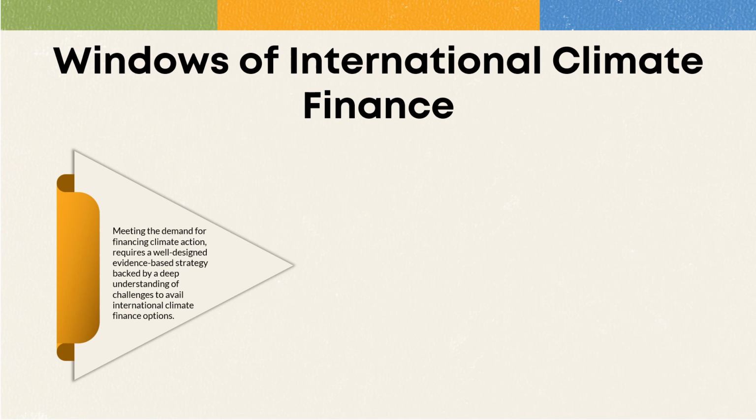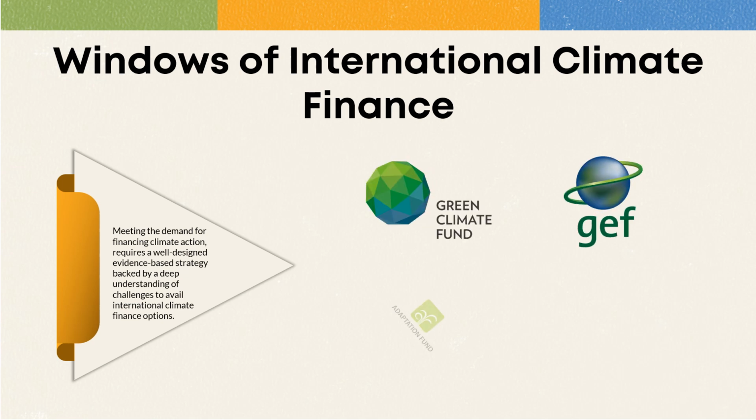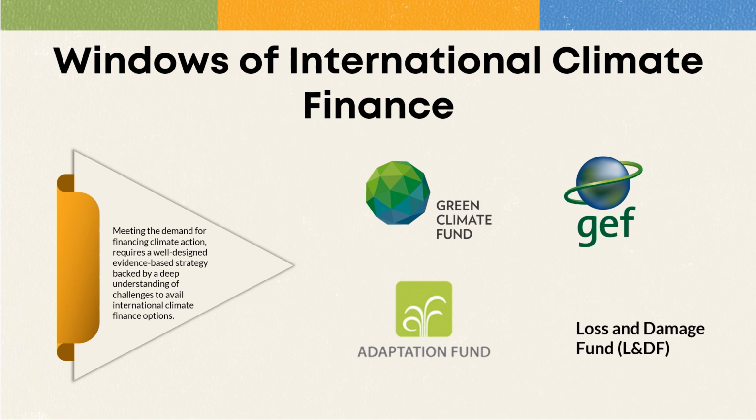UNFCCC established a financial mechanism to provide financial resources to developing countries for activities, programs, and measures relating to climate change. The mechanism includes a number of special funds and operating entities. These include the GCF, the GEF, the AF, and the Loss and Damage Fund. These funds are intended to invest in projects and programs that mitigate climate change effects and promote adaptation to its impacts, particularly in developing countries.